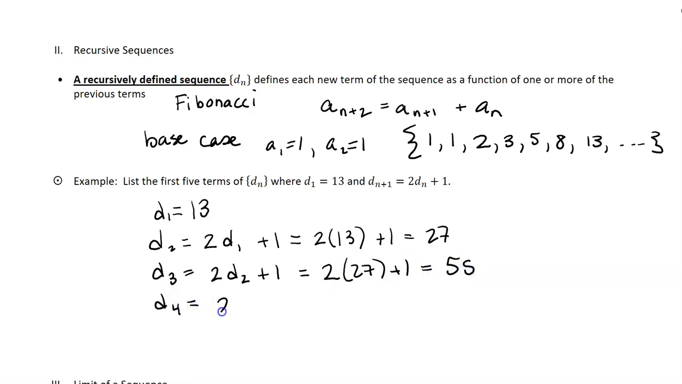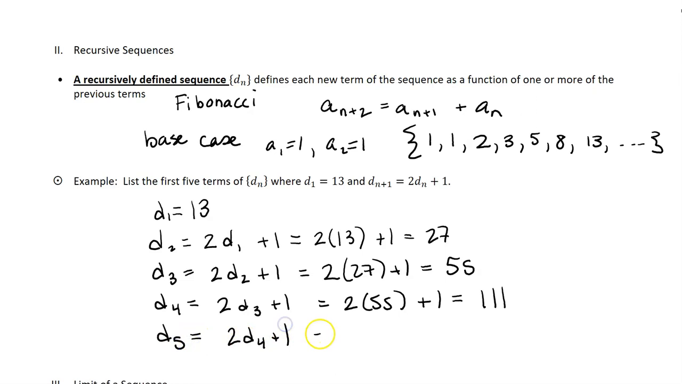D sub 4 will be 2 times d sub 3 plus 1. So that's 2 times 55 plus 1, which gives me 111. And d sub 5 will be 2 times d sub 4 plus 1, which gives me 2 times 111 plus 1, or 223. So those would be my first 5 terms.